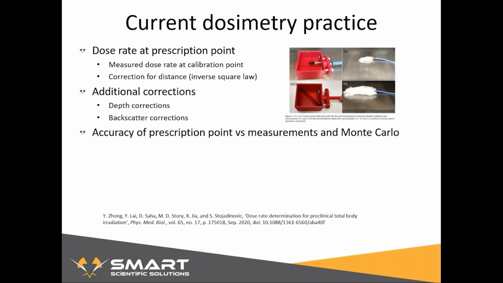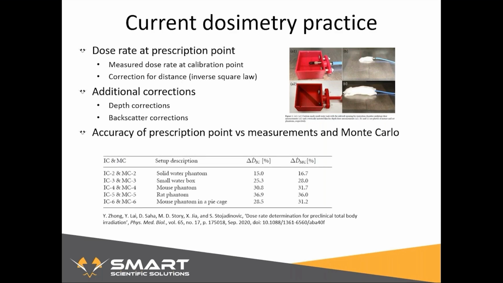There's a paper by Zhong from 2020 that looks at the accuracy of this prescription point method versus measurements and Monte Carlo. They themselves applied all these corrections to a prescription point and then did ion chamber measurements and Monte Carlo simulations on different geometries. So solid water blocks, a small water phantom, a mouse phantom, a rat phantom, and then a mouse in a pie cage. What we can see here is that there's a very large deviation of 15 to 37% for the different geometries, but between the measurement and the Monte Carlo simulations, agreement is within a few percent.